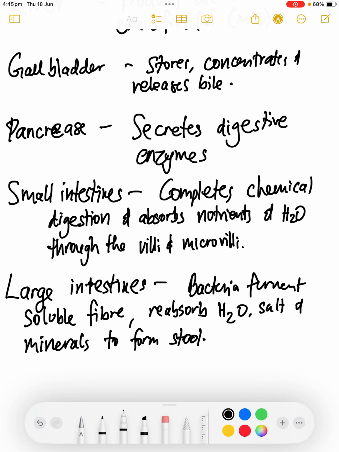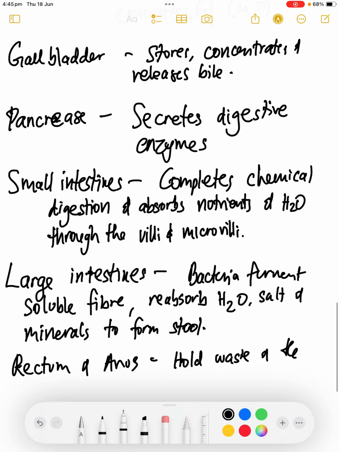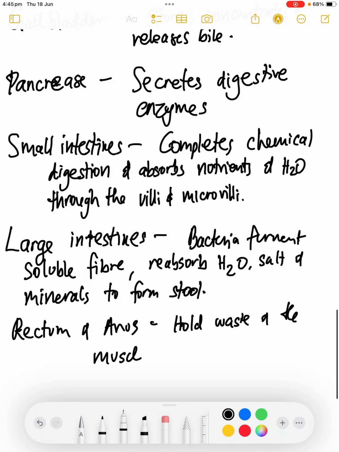All right, and then finally, rectum and anus. It holds waste, and the muscle controlling it relaxes to excrete it. So rectum and anus holds waste and the muscle controlling relaxes to excrete it.